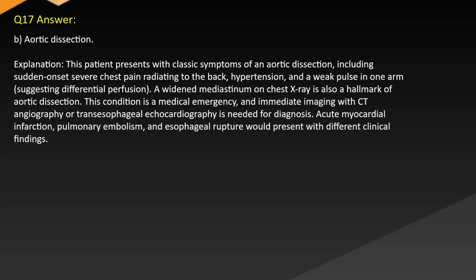Answer: B. Aortic dissection. Explanation: this patient presents with classic symptoms of an aortic dissection, including sudden onset severe chest pain radiating to the back, hypertension, and a weak pulse in one arm, suggesting differential perfusion. A widened mediastinum on chest X-ray is also a hallmark of aortic dissection. This condition is a medical emergency and immediate imaging with CT angiography or transesophageal echocardiography is needed for diagnosis. Acute myocardial infarction, pulmonary embolism, and esophageal rupture would present with different clinical findings.